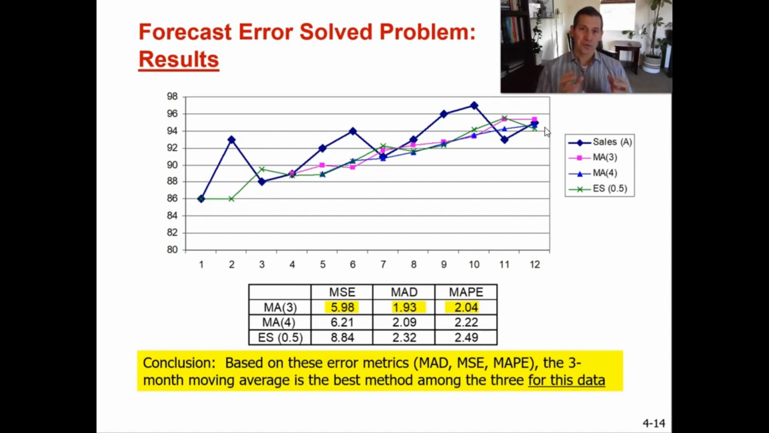But for the forecasting methods that we tried and the analysis that we did, given this example, your 3-month moving average is the best forecasting method because it has the lowest forecast error.